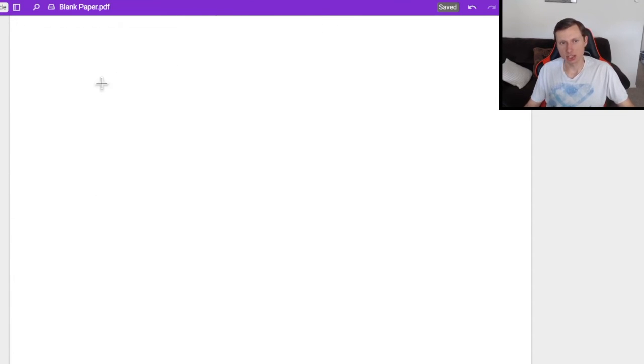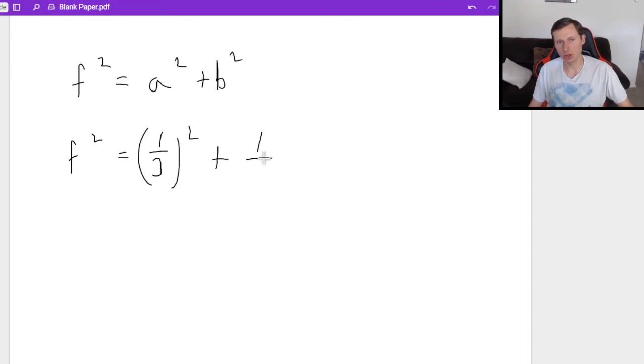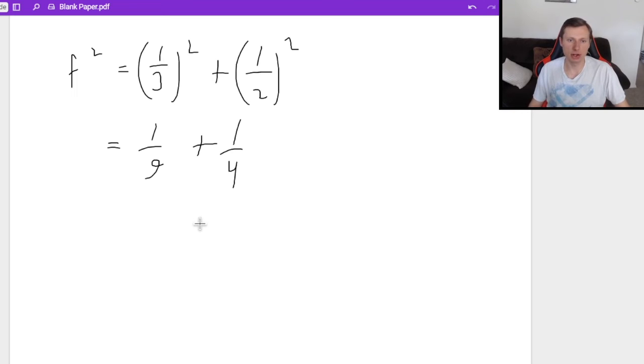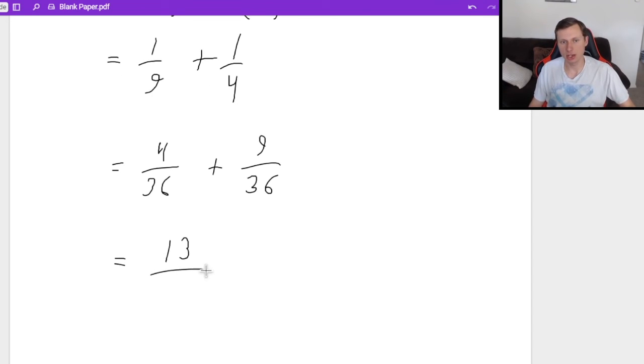So that's going to be f squared equals a squared plus b squared. F squared equals 1/3 squared plus 1/2 squared. It's going to be 1/9 plus 1/4. To get a common denominator, it will be 36. So that's going to be 4 over 4, which gives me 4 over 36 plus 9 over 9 gives me 9 over 36 for the common denominator. That's going to be 13 over 36 equals f squared.